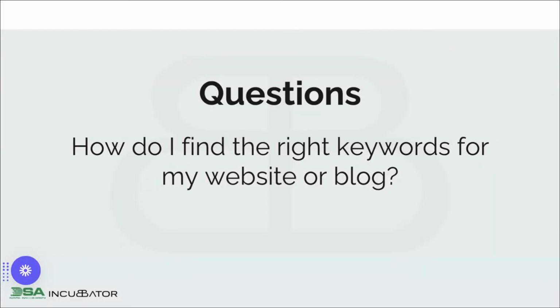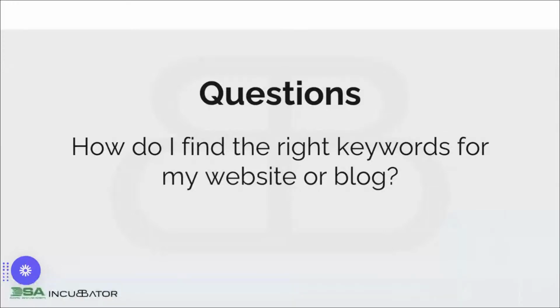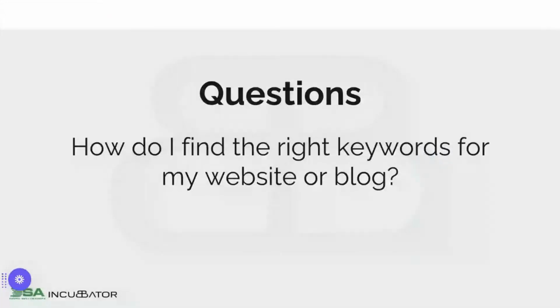Amos, are you here? Okay, so this question looks like you have answered it. How do you find the right keywords for your website or blog? We've spoken about it. Think about what your audience will be searching for. We spoke about the hairstylist, and they will probably be searching for where they can get very good hair in Lagos. Then you do your research on the search volume for those keywords, and you start putting those keywords on your platform.